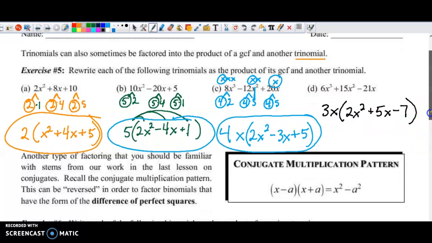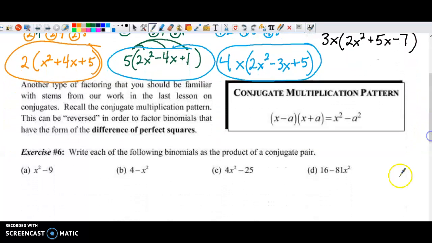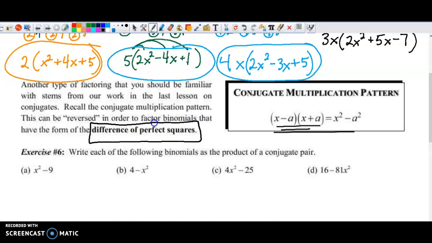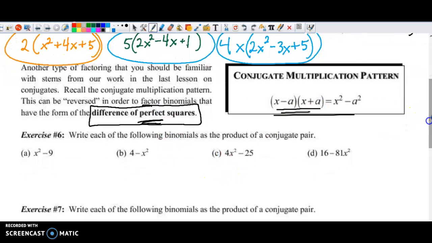So as I move on to the next one, remember we talked about this pattern of x minus a, x plus a. When we multiplied it together, we got what is called the difference of squares. I don't say difference of perfect squares, but that's nice that he says perfect squares. It's just the difference of squares. So we noticed a pattern in the previous section.